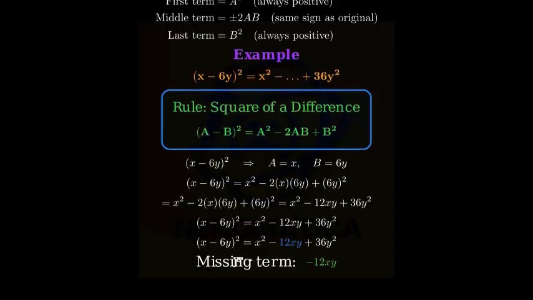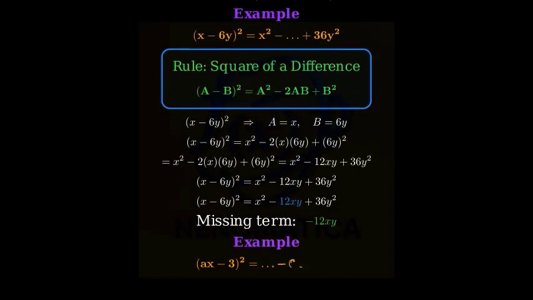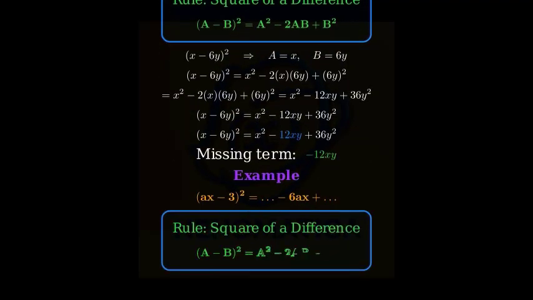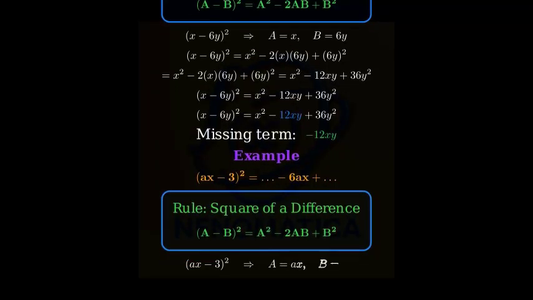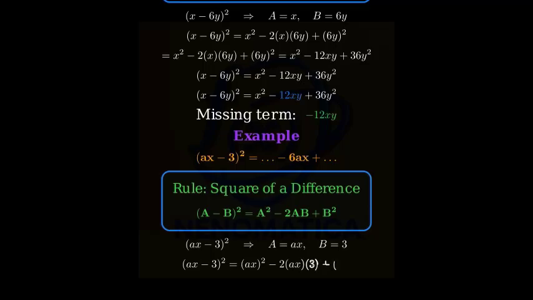We need to find the missing terms in the expansion of (ax − 3)² = blank − 6ax + blank. Again, we'll use the square of a difference formula. Let's identify our terms. In this expression, a is ax and b is 3. Now, let's substitute these values into our formula.